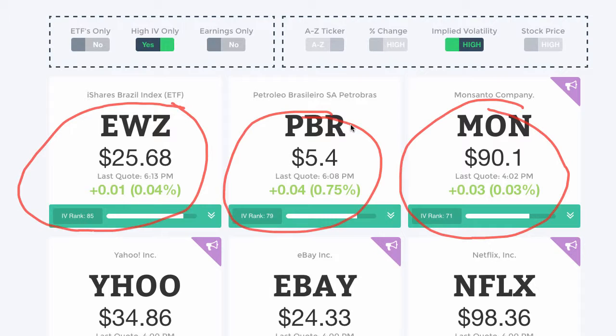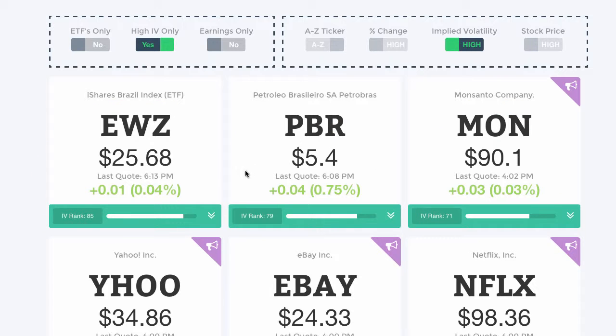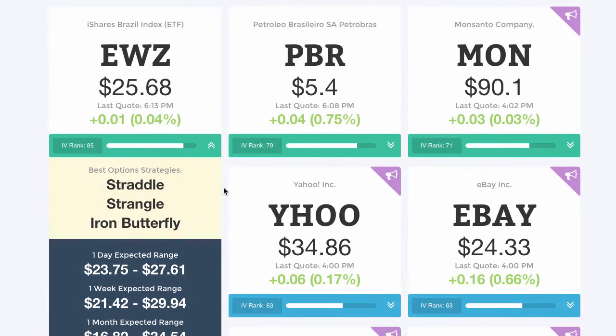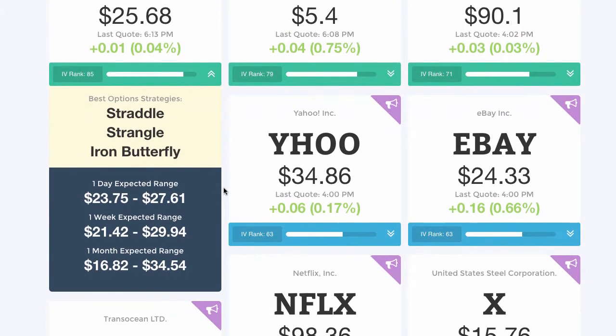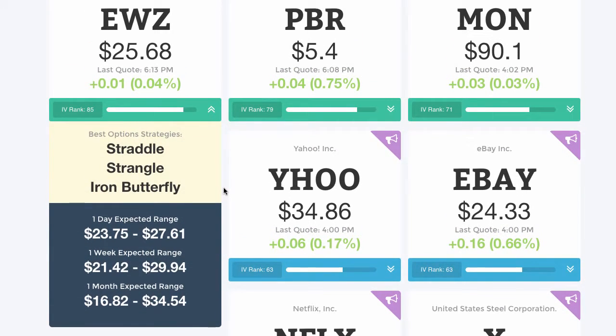Okay, so now I can go in here and say, okay, look, these are the things I need to be focusing on because they have the highest implied volatility, the highest opportunity for me to make money. Now, one of the things that we also pre-built in here is the ability to look for the best option strategies, which are suggested based on implied volatility. So you can see here for EWZ that based on this implied volatility being in the 85th rank, we can basically look to trade straddles, strangles, and iron butterflies, okay?